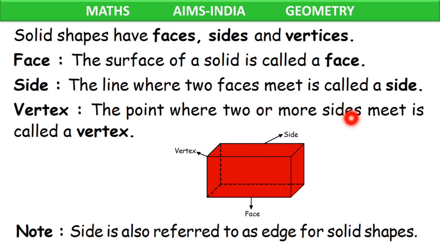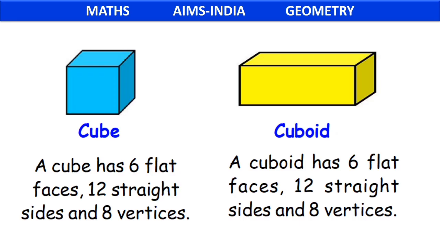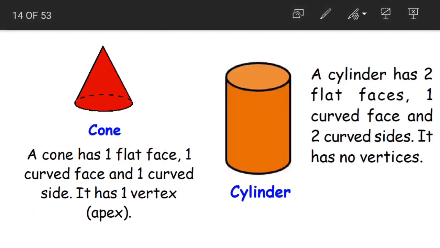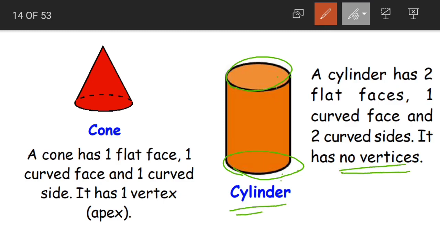The point where two or more sides meet is called as vertex. See children, what is the side here? This is one side, and below this is our other side. Are these two sides meeting anywhere? No, they are not meeting anywhere. So our cylinder does not have any vertex.